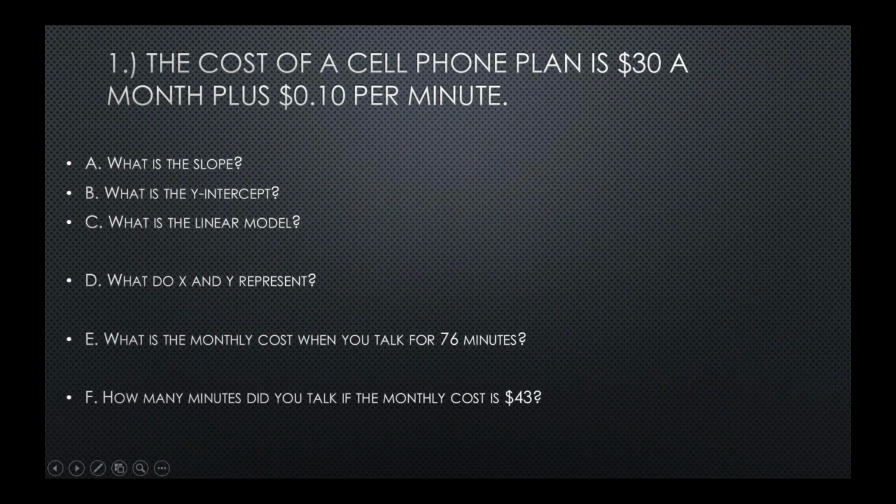All right, so this is a multi-step problem, and there's some different pieces to it. The cost of a cell phone plan is $30 a month plus 10 cents per minute. And we are going to focus on just 1 month. So we're not talking about the entire year, just 1 month. We're trying to differentiate those values. One of them is the slope and one of them is the y-intercept. Any idea on which is which?